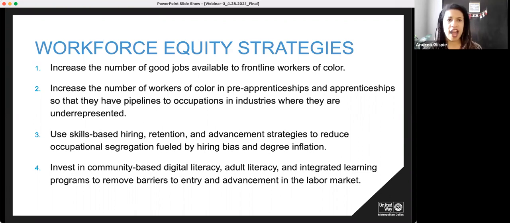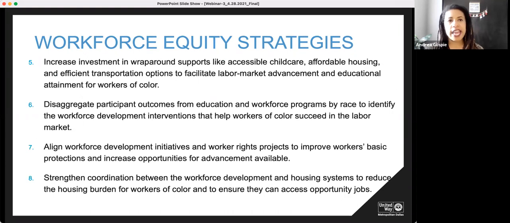Number 4 and then 5, the recommendations on the next slide, focus on investments that we're making in our workforce support programs. Number 4 is focused on increasing investments in adult literacy, integrated learning programs that combine basic education, industry-specific information, and adult literacy programs. And the number 5 recommendation focuses on increasing investments in wraparound supports, like accessible childcare, affordable housing, and transportation.